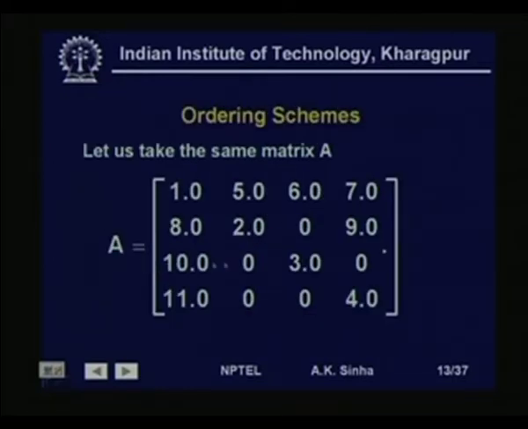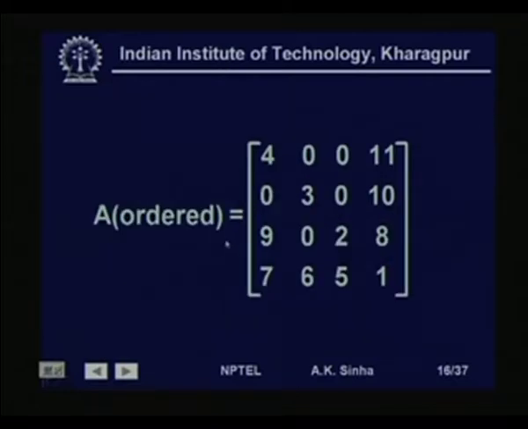Similarly, the other elements can be put like this, this is 2 and this is 2. So, 2 1 is 0, 2 2 is 3, 2 3 is 0, 2 4 is 10. Similarly, for other rows, that is row number 3 in the ordered sequence. If we do, then we get the reordered matrix like this, that is the renumbered matrix. This we call the ordered matrix.